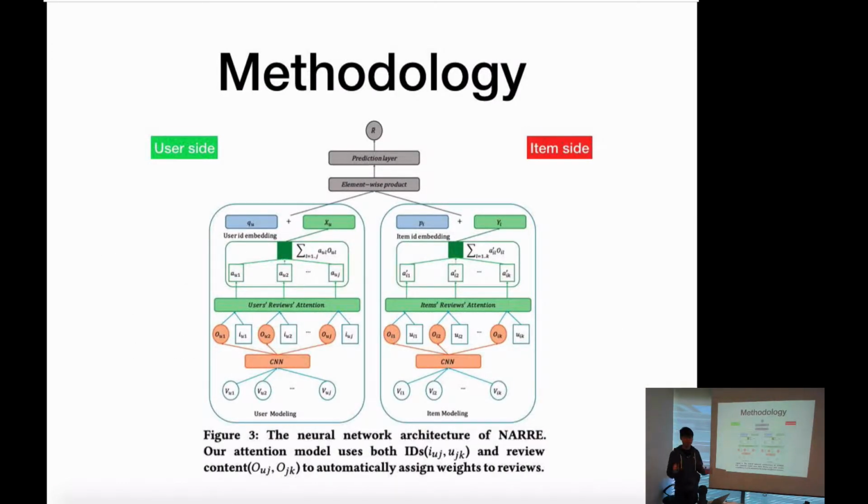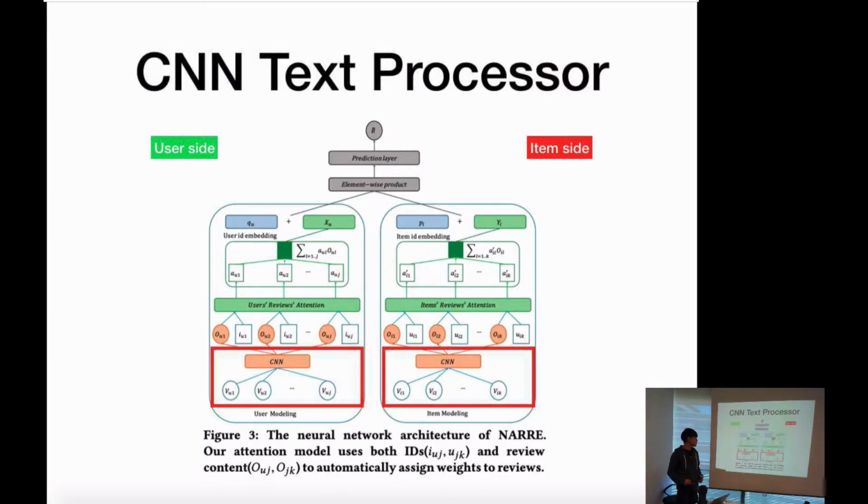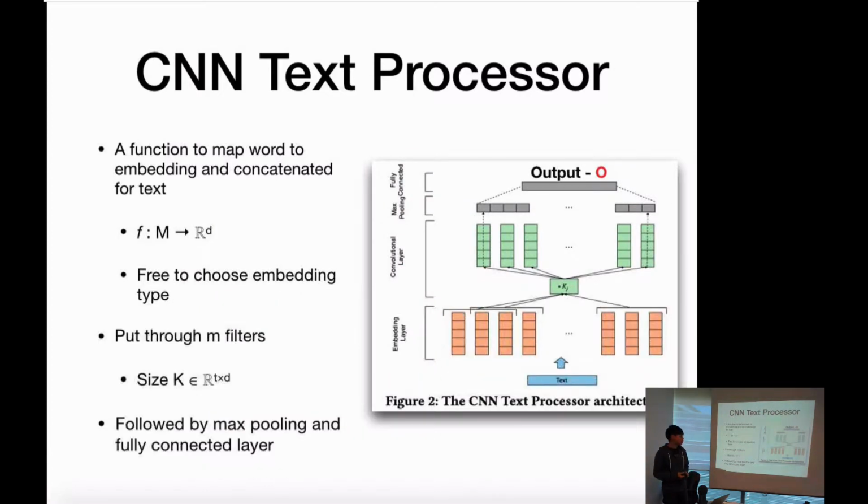So we have the methodology. For both the item and user side, it's a reflection, so we just look at one side and can understand the whole model. Let's start with CNN text processing. This is a contribution of DeepCoNN. It's another recommendation model, and it uses CNN as a text processor.